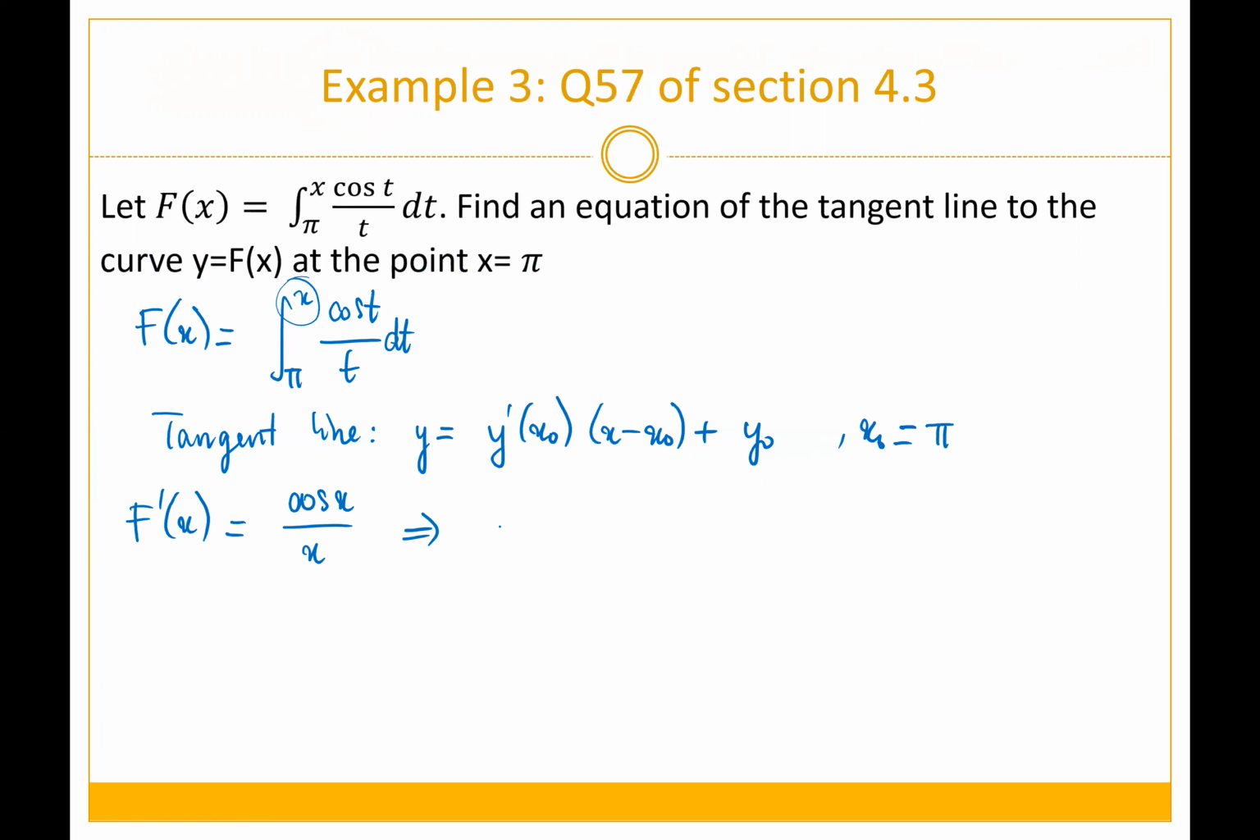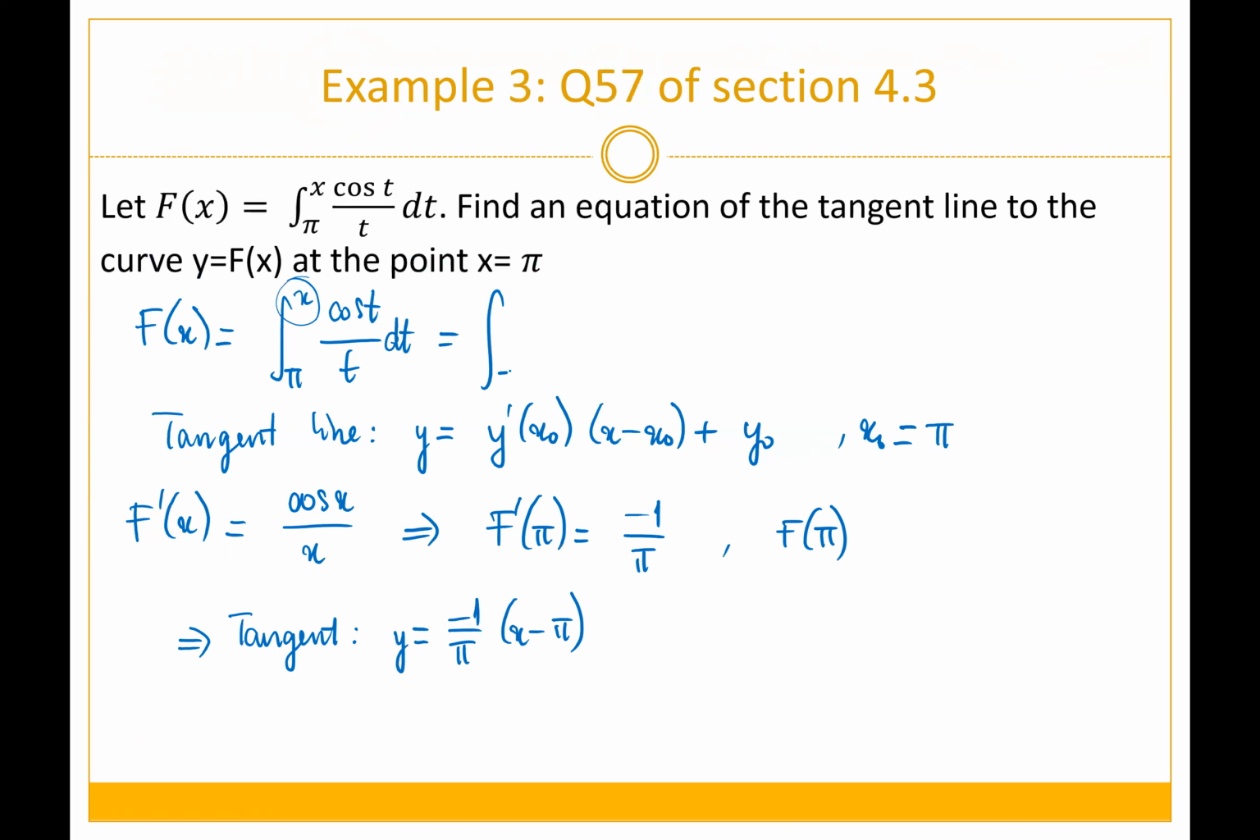And if you plug in pi, F prime of pi is going to be negative 1 over pi. Therefore, the tangent line becomes y equals negative 1 over pi times (x minus pi), and we also need to find F of pi as well. So if you plug in here, F of pi is going to be, oh, not here, sorry.